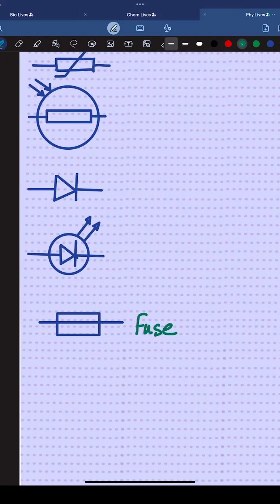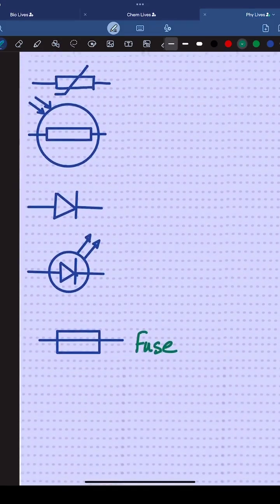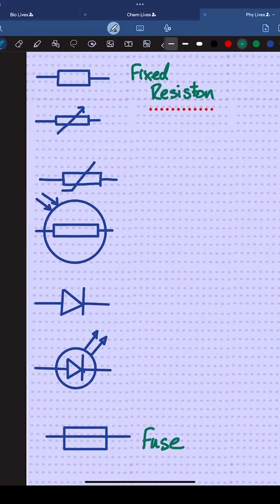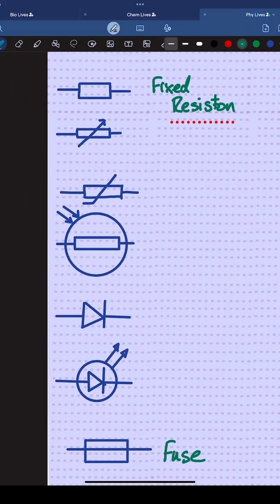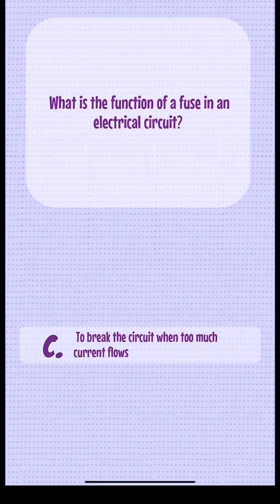People get confused between a fuse and a resistor. A fixed resistor is this one. That's just a rectangle. A fuse is a rectangle with a line going through it. That's the difference between the two. They look very similar, so make sure you know the difference. A fixed resistor is just a rectangle, and a fuse has a line in it as well. So the answer for this is to break the circuit when too much current flows.